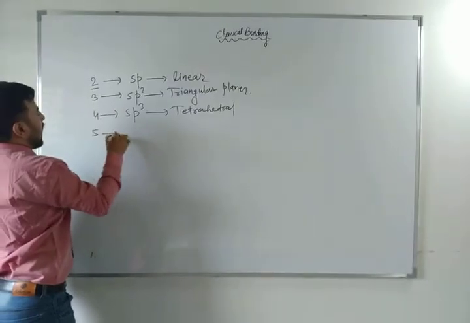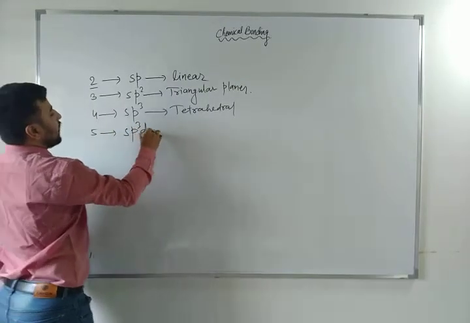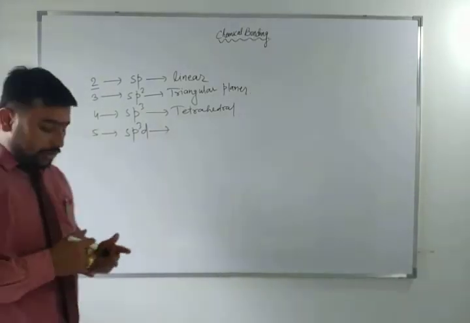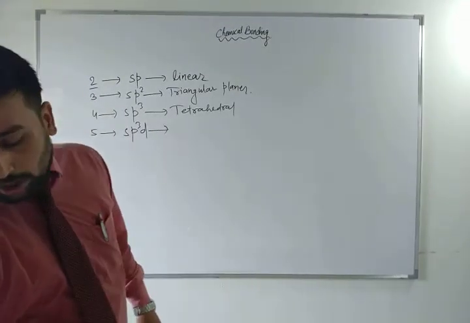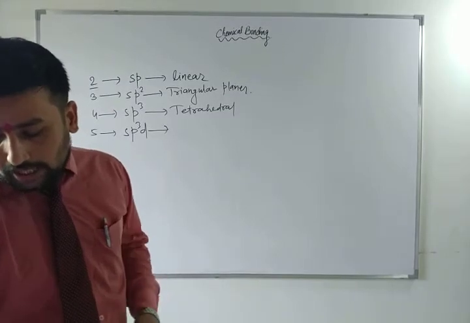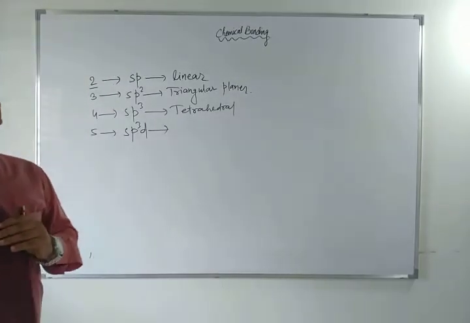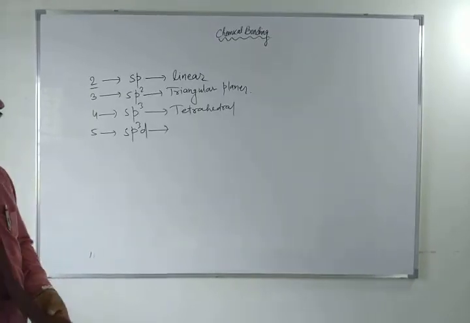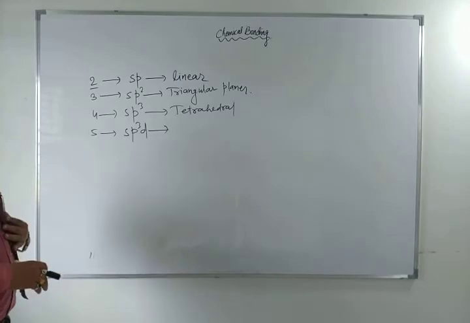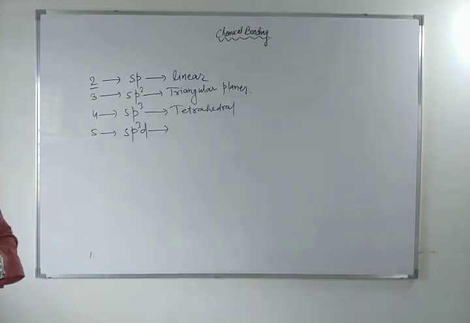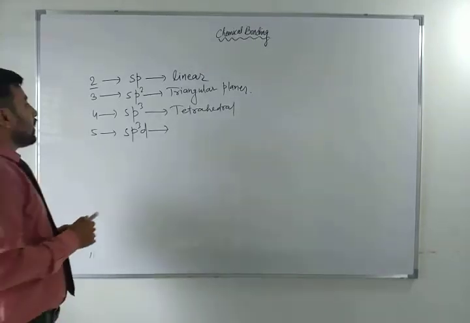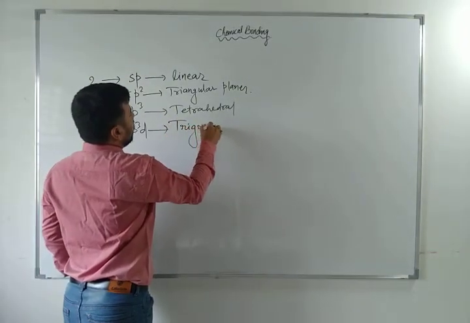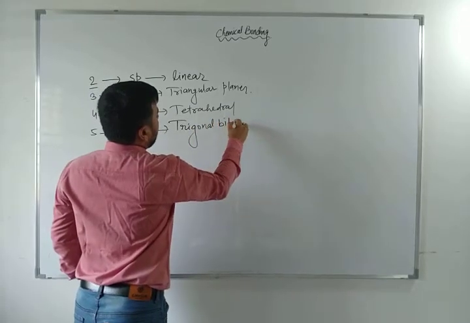Atomic orbitals 5, sp3d hybridization. You can say here there are 5 atomic orbitals, 5 hybrid atomic orbitals. Can you tell me what will be the structure if there will be 5? Trigonal bipyramidal. What will be that? sp3d, sp3d trigonal bipyramidal. Remember, trigonal bipyramidal.